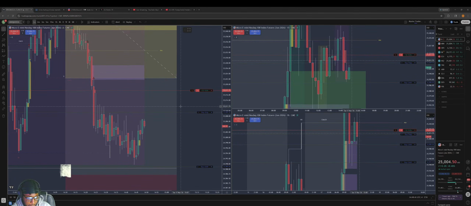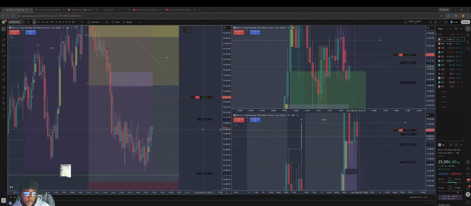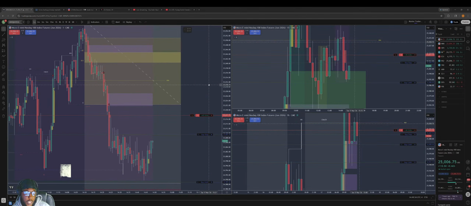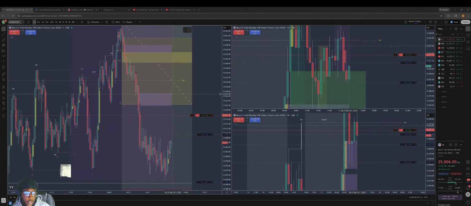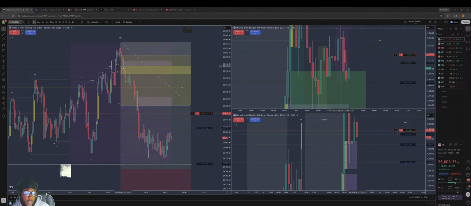Yeah, that's why I say this type of price action puts you to sleep, honestly. But this is kind of what you expect out of the afternoon session. It's usually a little bit slower than the morning session. We did get a nice little push down from here. So this was nice.